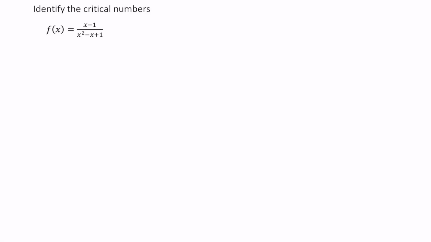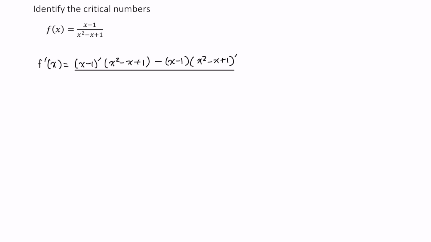Welcome. In this video, I'm going to demonstrate how to identify all the critical numbers of this function f of x. The first thing you want to do is find the first derivative, so f prime of x, and we're going to use the quotient rule here, that is x minus 1 prime times x squared minus x plus 1. And then from that, you subtract x minus 1 times x squared minus x plus 1 prime. And then, of course, in the denominator, we have x squared minus x plus 1 quantity squared.